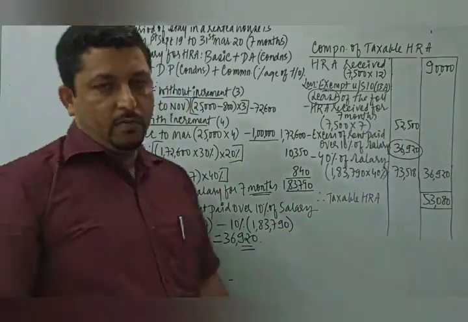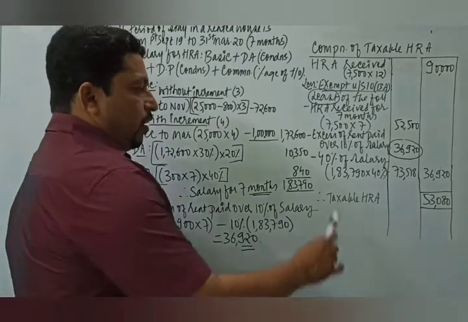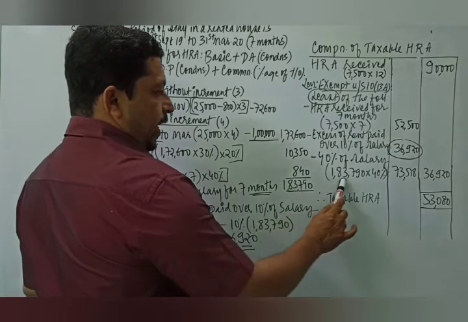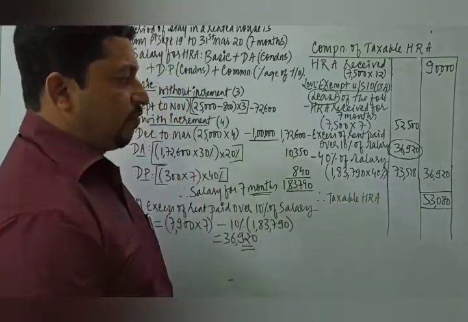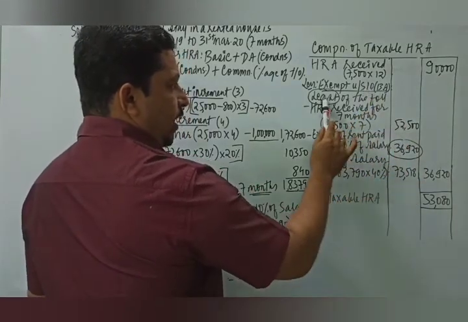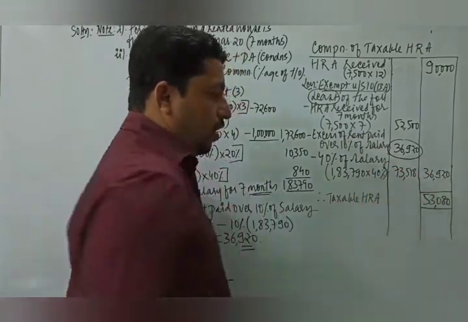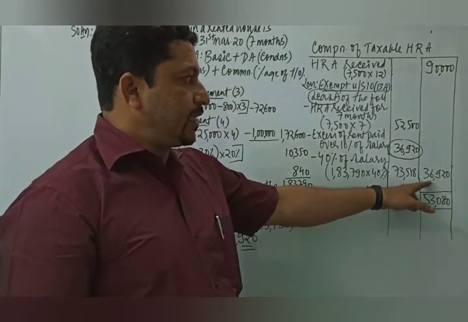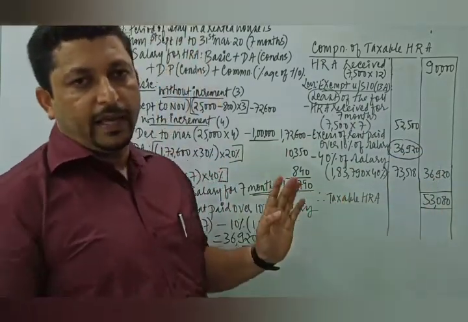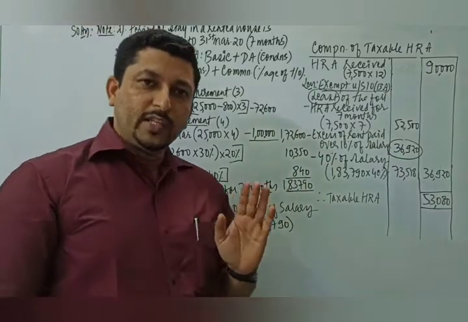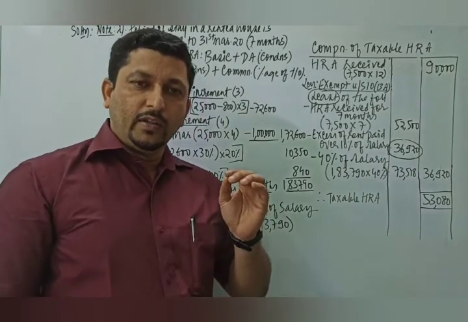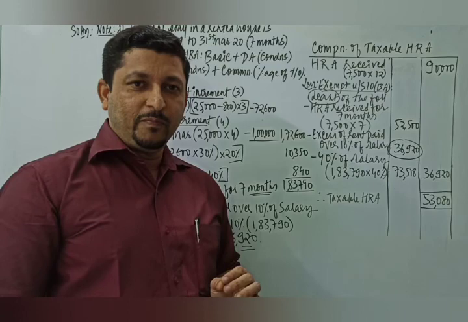Then, since Bhopal, where Viresh's rental accommodation is based, is a non-metro city, we take 40% of salary. So we take 40% of this 1,83,790, which works out to 73,518, and we see as per section 10 subsection 13a, 36,920 is the least. So I write in the outer column: 36,920 is exempt, and 90,000 minus 36,920, 53,080, will be taxable HRA. So this brings us to the completion of the concept of HRA. Hope the concept is very, very clear to all of them. Thank you.